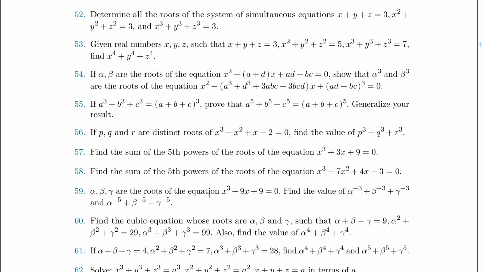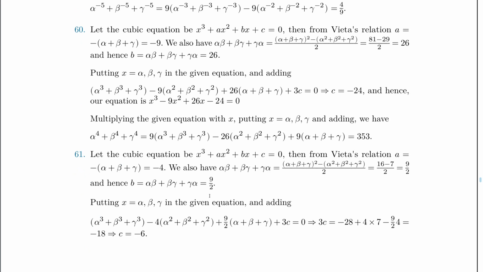Question 61 says that if alpha plus beta plus gamma is equal to 4, alpha square plus beta square plus gamma square is equal to 7, alpha cube plus beta cube plus gamma cube is equal to 28, find alpha to the power 4 plus beta to the power 4 plus gamma to the power 4 and alpha to the power 5 plus beta to the power 5 plus gamma to the power 5.